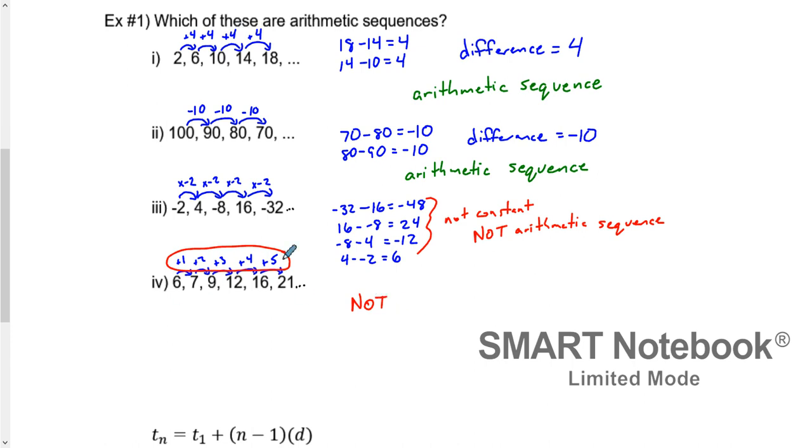So that's just kind of a quick way. You don't have to do all these calculations to determine whether something's an arithmetic sequence or not. It just helps to prove those facts. But this one definitely is not. Even though it does look like something very nice and consistent, it's not considered an arithmetic sequence.